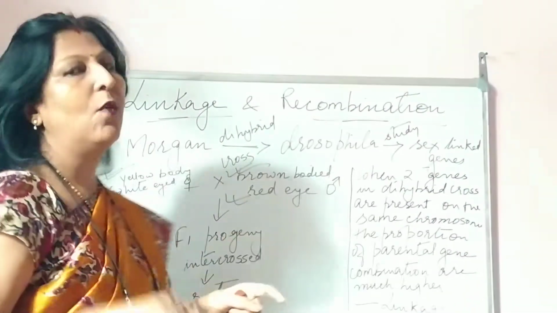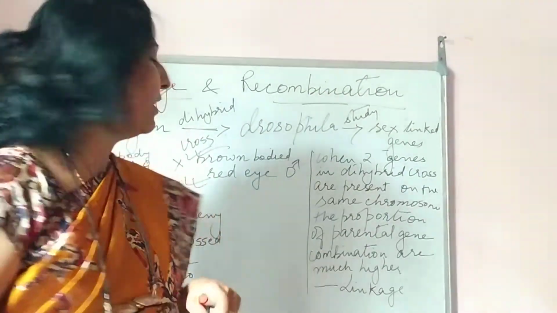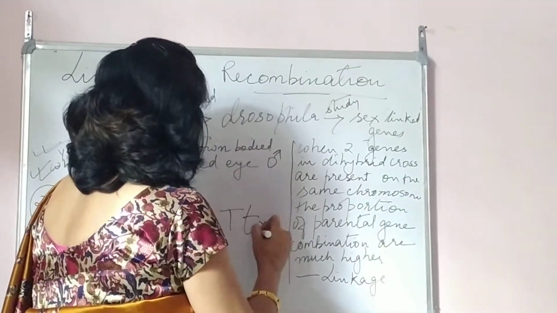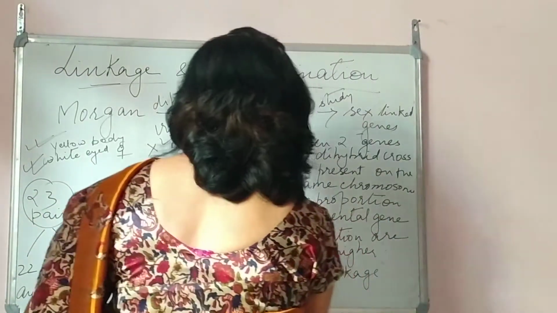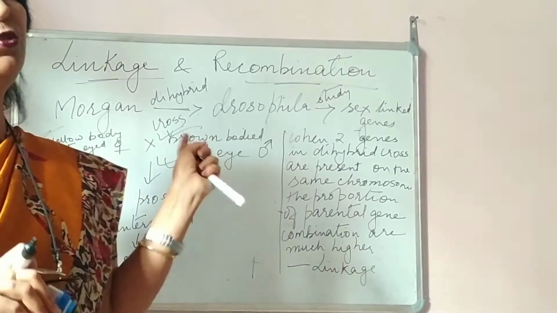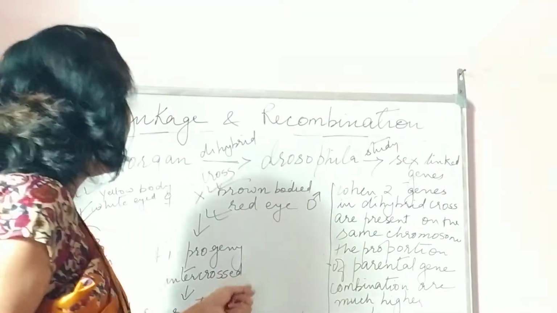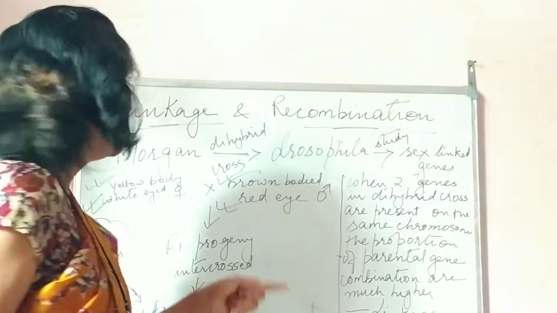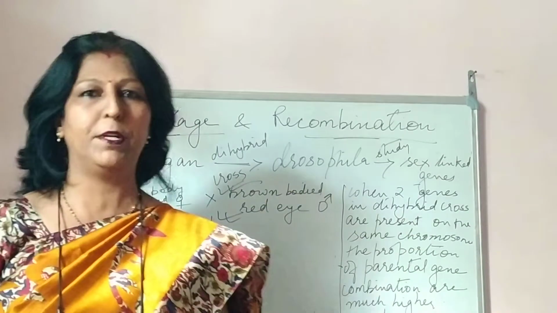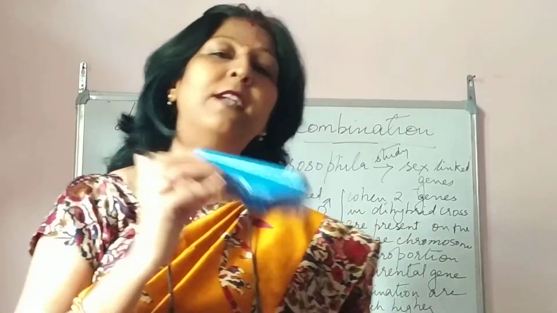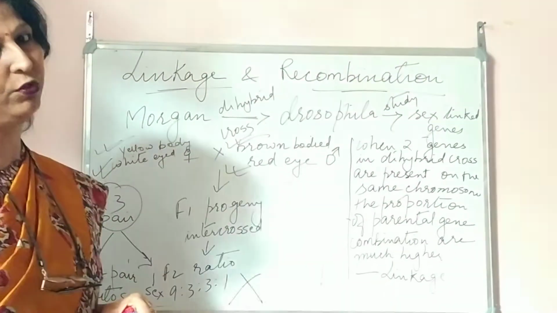Whatever he got in the F1 progeny, he self-crossed it. There, what we had got was capital T, small t, so when we cross it, capital T, small t. Finally, this is a dihybrid cross taken together, and we found the dominant characteristics present in the F1 hybrid. Here he intercrossed the F1 progeny. When it was intercrossed, he did not get the ratio which Mendel got in his dihybrid cross of pea plant. There Mendel got the 9:3:3:1 ratio, but here Morgan did not get the 9:3:3:1 ratio.